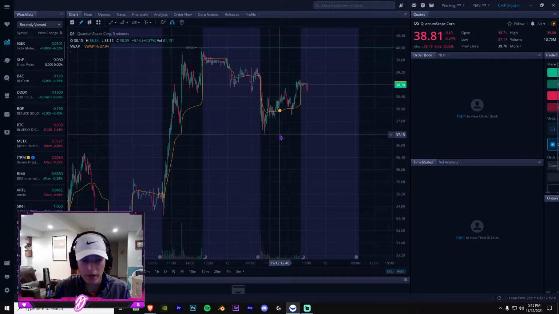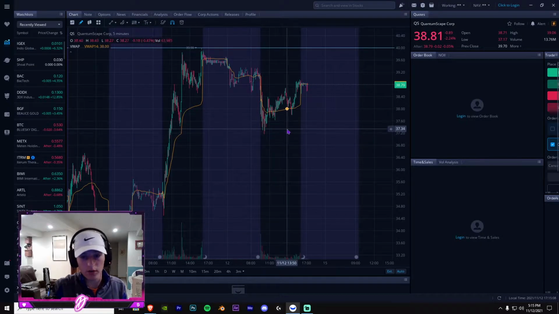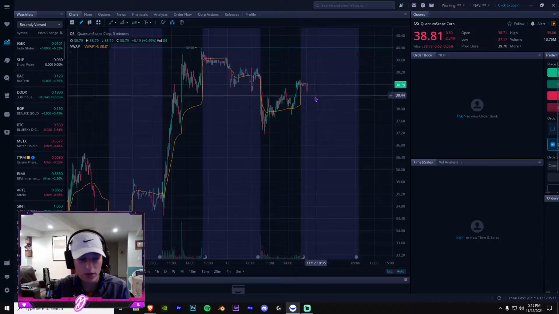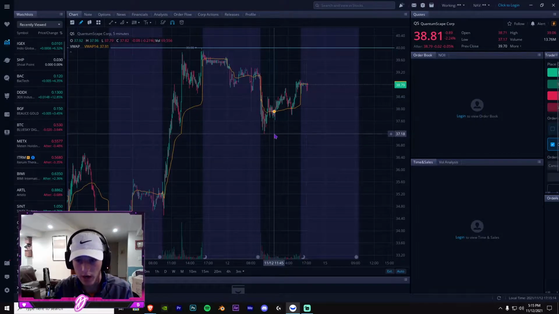If you want to paper trade options, make sure you download Thinkorswim. You could day trade options on the app, but you need to make an account. You don't have to deposit anything. You can just paper trade options in there.